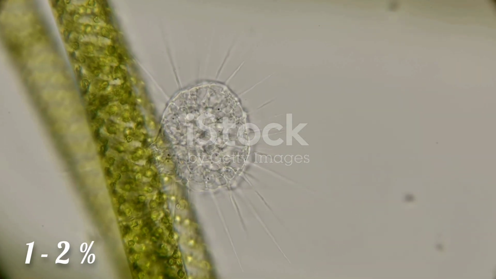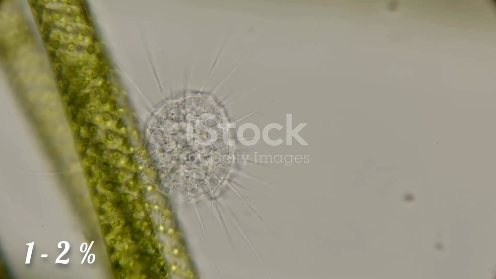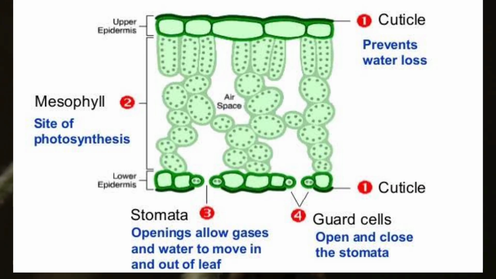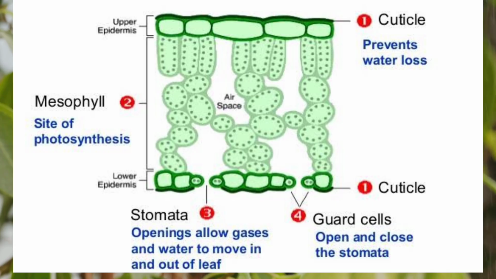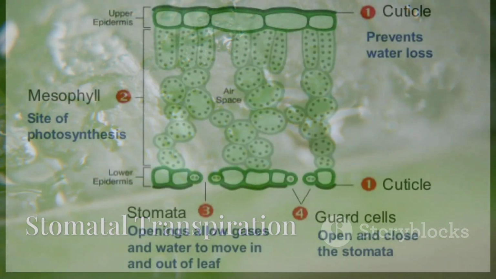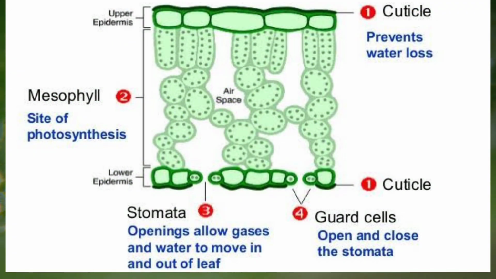Around 1 to 2% of the transpiration is carried out through lenticels. Lenticels are special pores in the stem of plants. And about 5% of the total transpiration takes place through the cuticle. It is estimated that about 90% of the total transpiration is carried out through stomata.